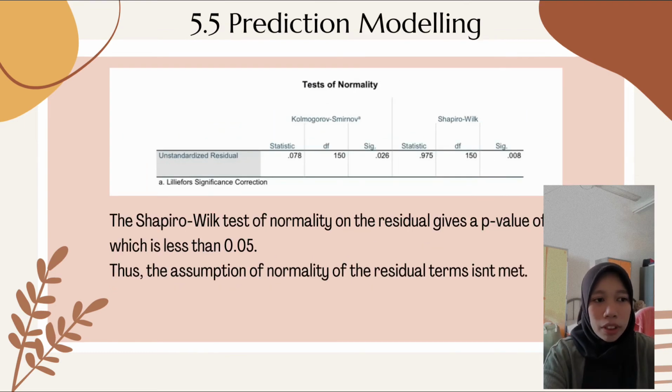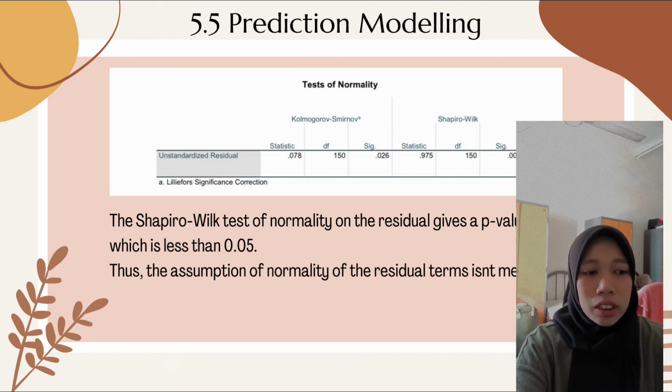Next is 5.5 prediction modeling. First is test of normality. The Shapiro test of normality on the residual gives a p-value of 0.008, which is less than 0.05. Thus, the assumption of normality of the residual term isn't met.